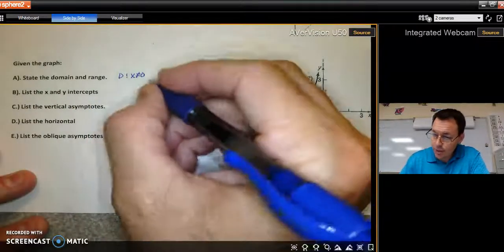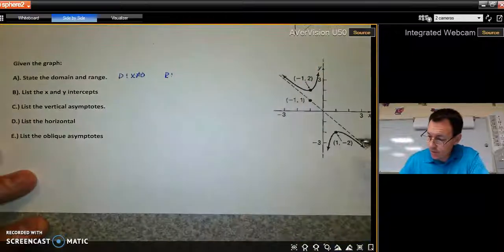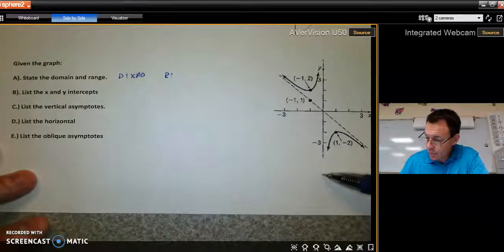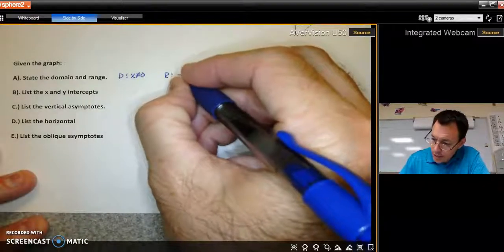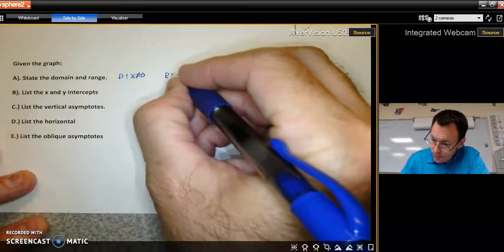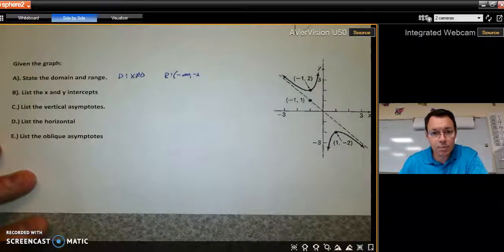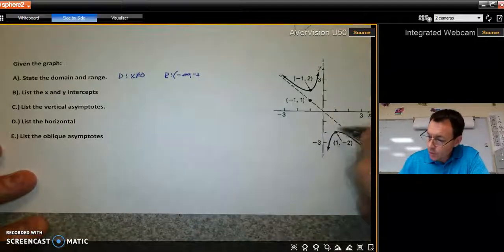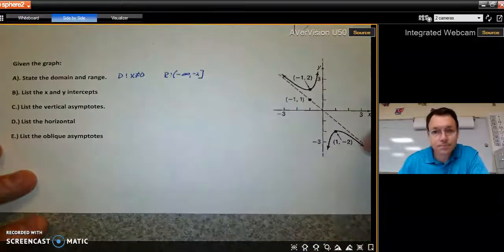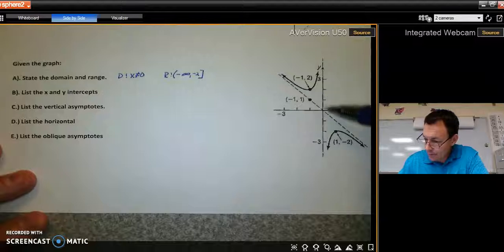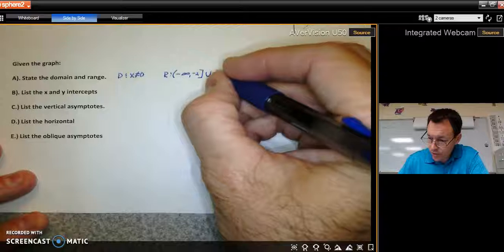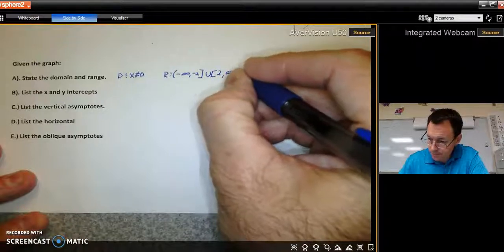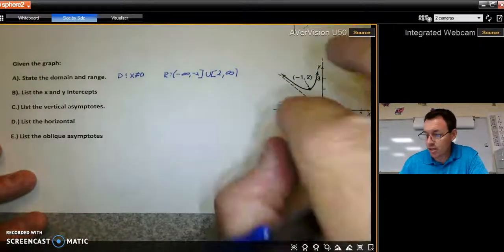Your range, that's your y values. So what's this graph doing in the y direction? It's going from negative infinity, then it comes up, gets to about negative 2, and then turns and goes back down. So negative infinity up to negative 2. We put a parenthesis on negative infinity. You always put a parenthesis on infinities. But we do equal negative 2, so we put a bracket right there. Then there's this big gap, and our graph starts at 2 and goes to infinity. So we union that with the numbers from 2 to infinity. That's our domain and range of that graph.